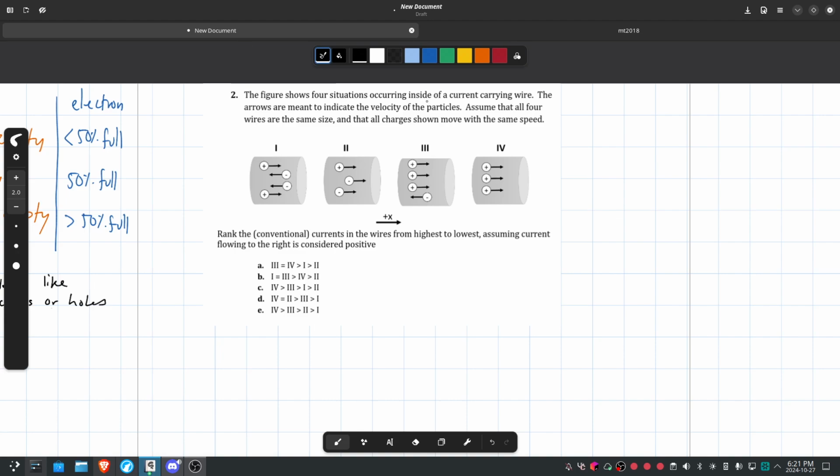The figure shows four situations occurring inside of a current carrying wire. The arrows are meant to indicate the velocity of the particles. Assume all four wires are the same size and that all charges shown move with the same speed. So, what is the current? Well, let's assume a current direction. So let's say that to the right is where the current is flowing, for all of them. What we really care about is the magnitude of the current, but we can calculate that afterwards.